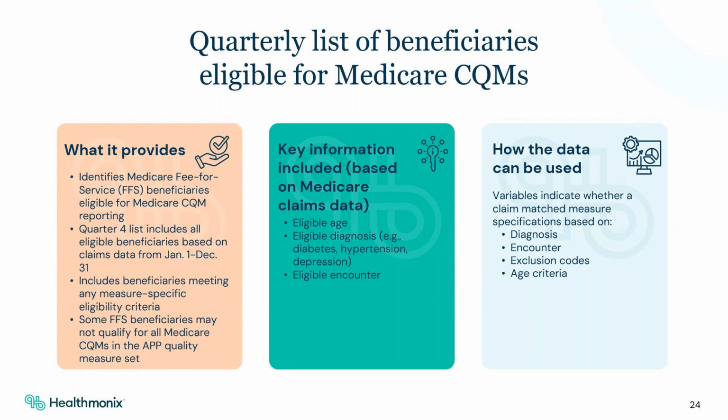What it entails is the key information that's based on the Medicare claims data. So as you'll see right down there, eligible age, and then eligible encounter, and then how the data can be used. What's important about that is you'll be able to match the measure specifications on different types of data: diagnosis, encounter, and age criteria as well. So that's really what the list for the beneficiaries provides back to you for Medicare CQMs and how you can leverage that for your organization.